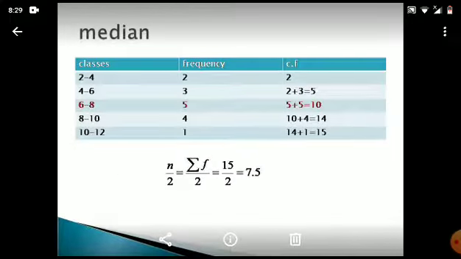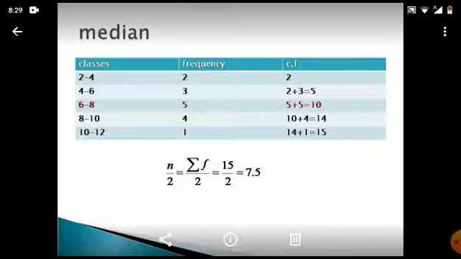n/2 is equal to sum f/2, that is equal to 15/2, 7.5. After finding the n/2 value, you have to make your cumulative frequency column. Cumulative frequency column is very simple. Just take the first frequency as it is and then add every previous cumulative frequency to the next frequency to make the column like this.